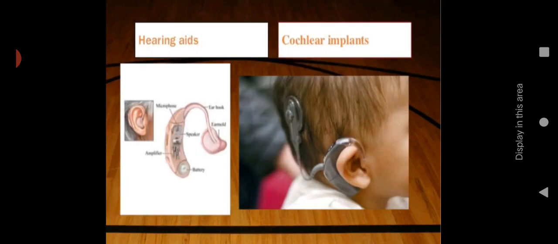These are the hearing aids we are giving. Maybe some of you have seen them. Then there are cochlear implants, which also help to increase the sound or hearing ability.